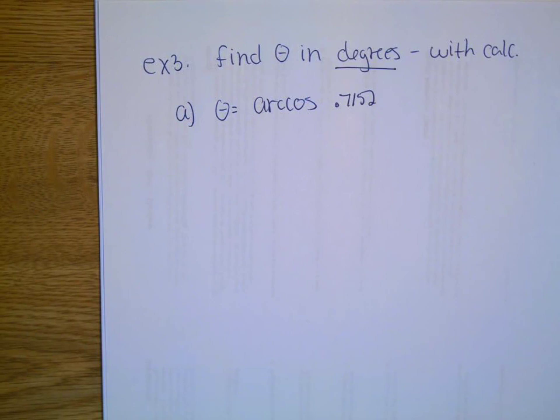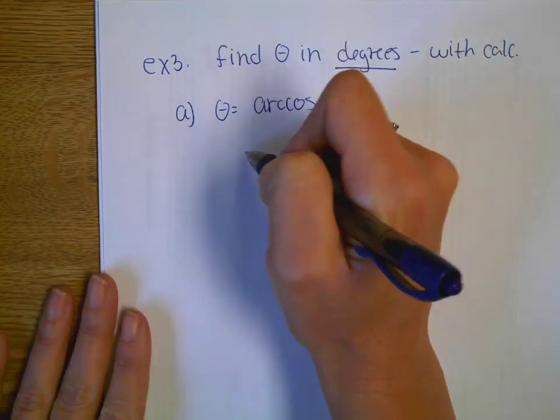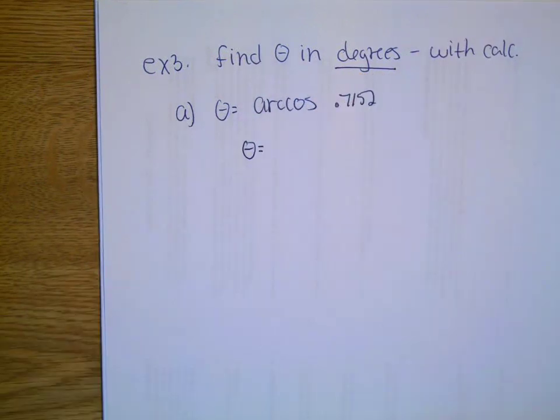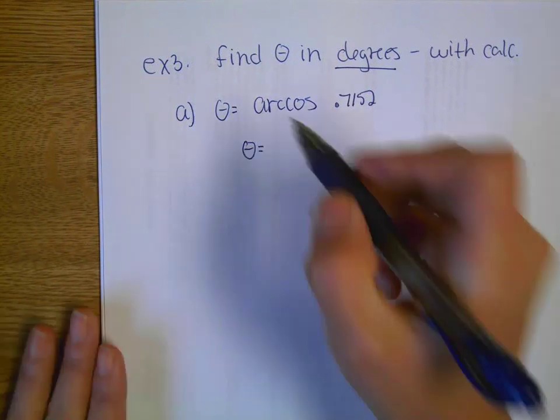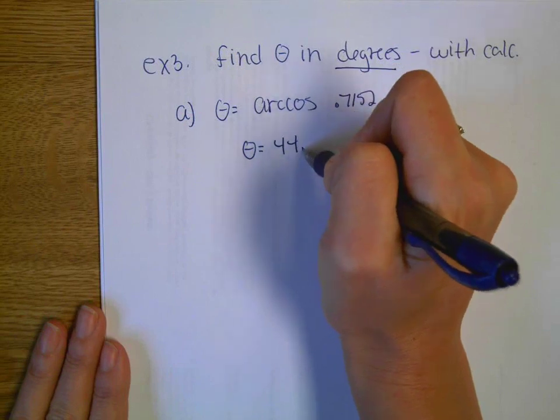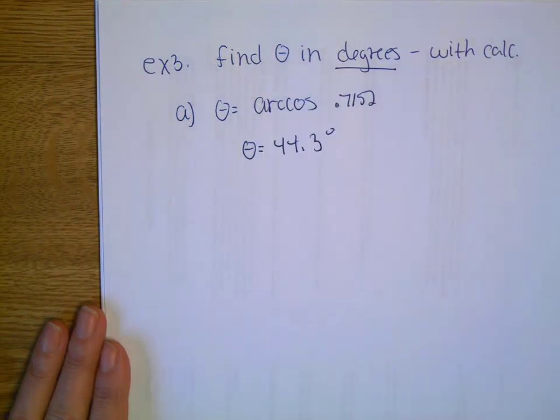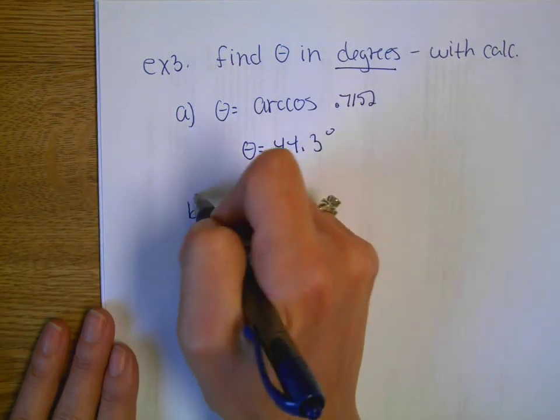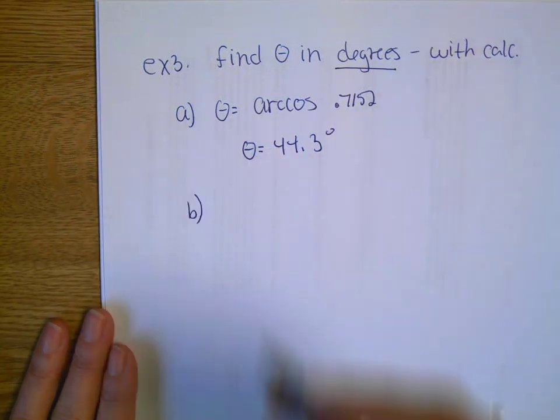Inverse cosine, 0.7152, enter. Should we just do 44.3? No. You need to be in degree mode, because I want a degree answer. Any problems typing that in?